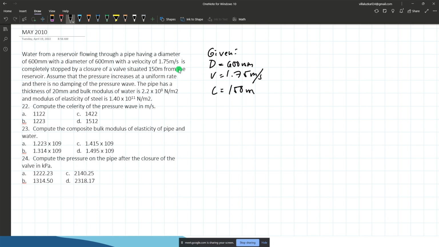That's the length. Assume that the pressure increases at a uniform rate and there is no damping of the pressure wave. The pipe has a thickness of 20 mm. The bulk modulus of water is 2.2 times 10 raised to 9 Newton per square meter, and the modulus of elasticity of steel is 1.4 times 10 raised to 11 Newton per square meter. Compute the celerity for number 1.